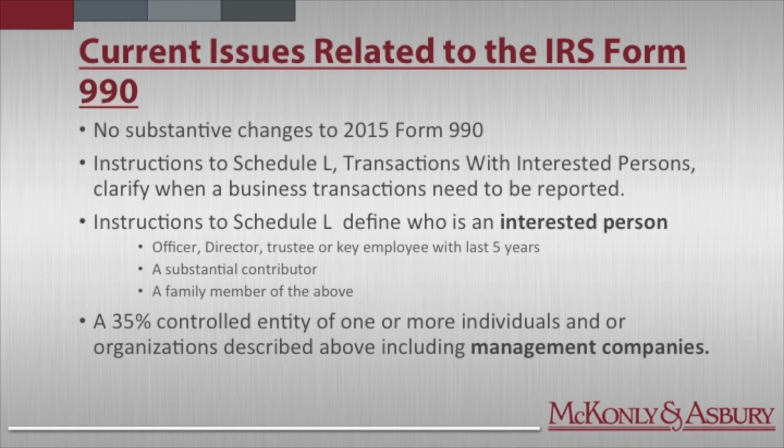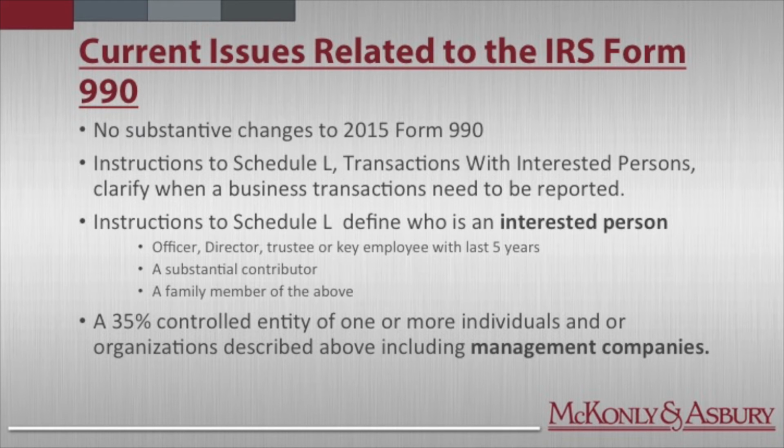So the instructions to Schedule L define who is an interested person. The first thing is it's your officers, your directors, your trustees, or key employees, and all of those that have been in those positions within the last 5 years. So if you're dealing, in a business transaction, with a former director who's now off the board, you have to be cognizant that you've got 5 years of potential reporting when you have a business transaction with, again, a former director or even a key employee as well.